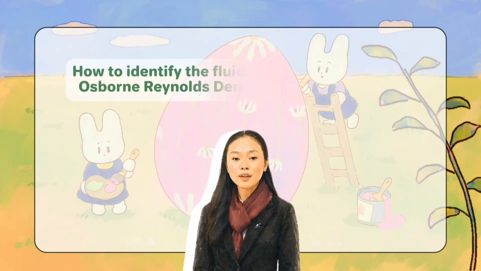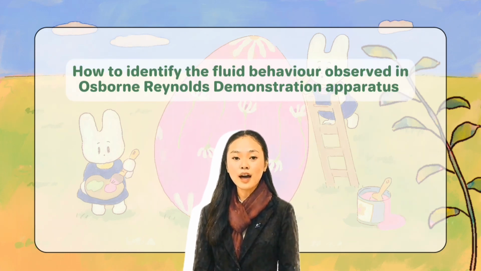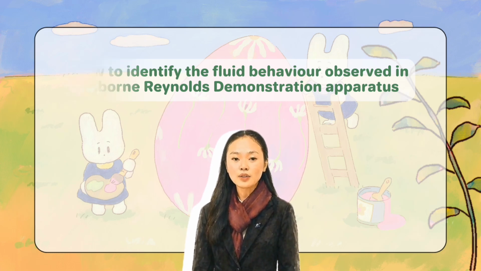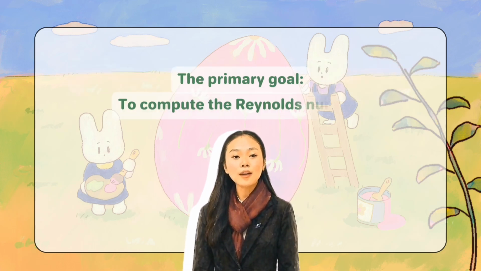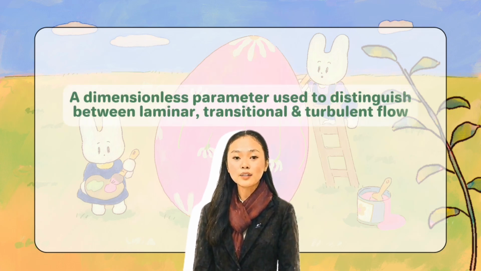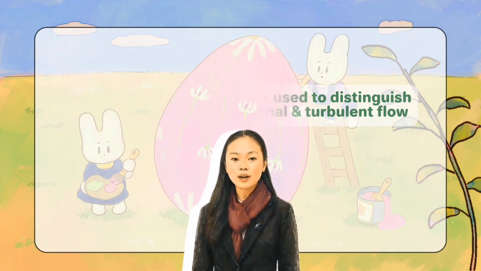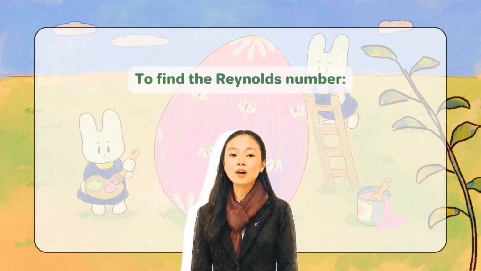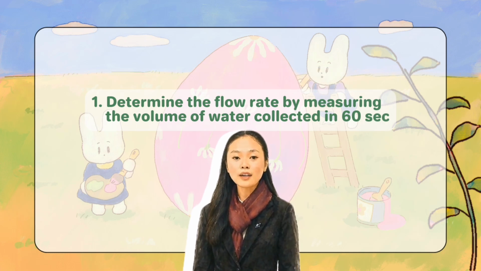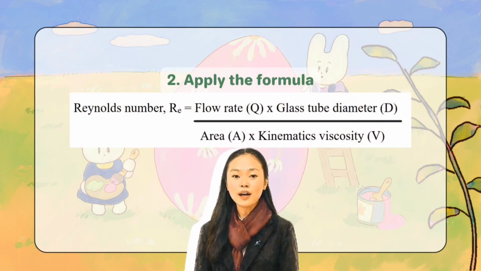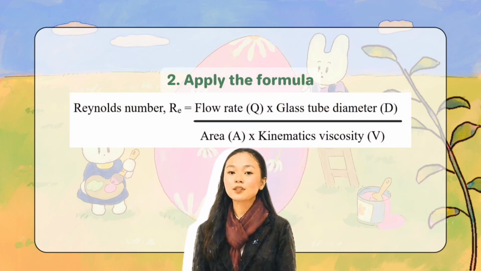I will explain how we processed our raw data to identify the fluid behavior observed in the Osborne Reynolds apparatus. Our primary goal was to compute the Reynolds number, a dimensionless parameter used to distinguish between laminar, transitional, and turbulent flow. To find the Reynolds numbers, we first determine the flow rate by measuring the volume of water collected over 60 seconds. We then apply the formula Re = QD/(AV).